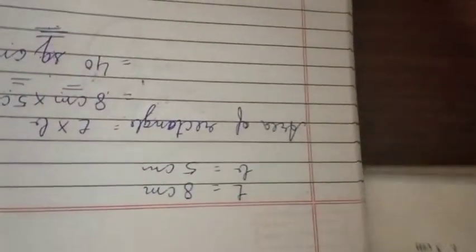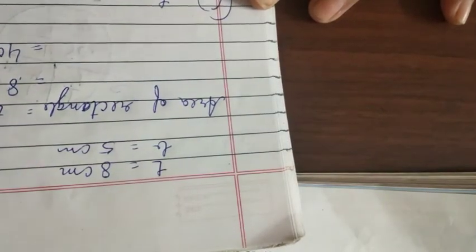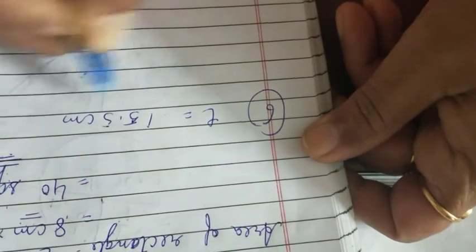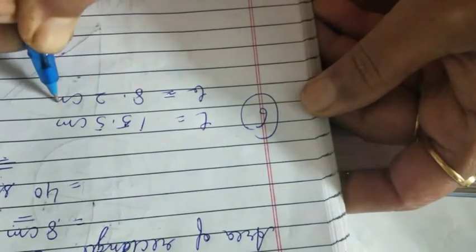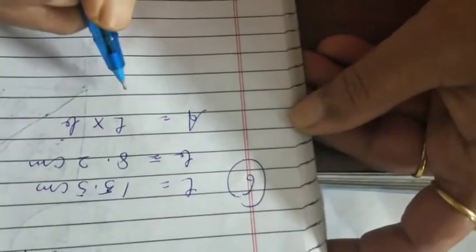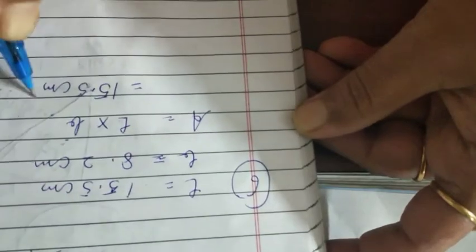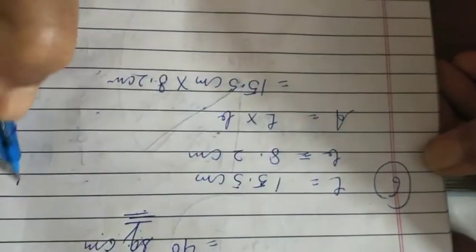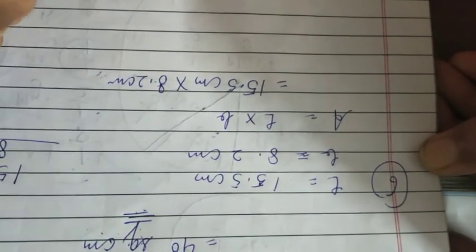I am explaining one more question. You have given question number 6. L is equal to 15.5 centimeter and breadth is equal to 8.2 centimeter. So you have to find out the area. The formula is L multiplied by B. It means you have to multiply length and breadth. 15.5 centimeter multiplied by 8.2 centimeter. First you will multiply 155 by 82. Here the decimal is given.